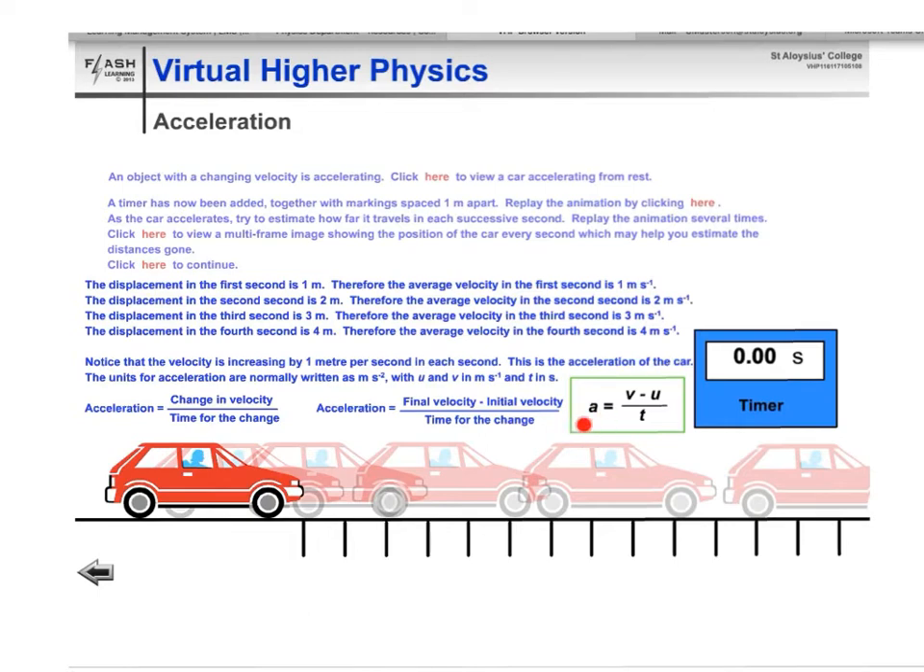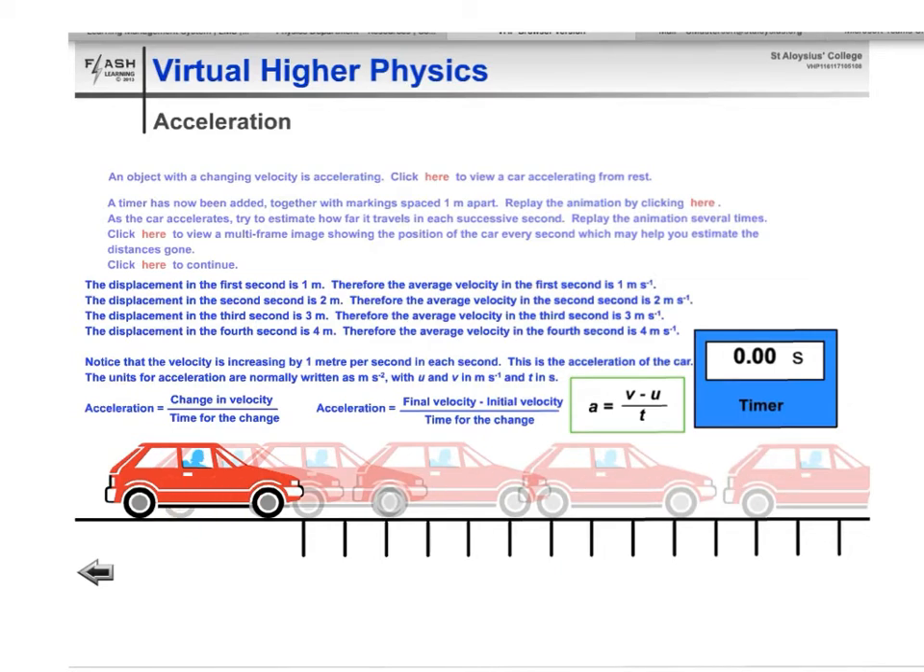So a is the acceleration, which remember is measured in meters per second squared, or ms^-2. v is the final velocity of the car, so at that point here. u would be the initial velocity of the car at the start, which would be in this case at rest, and t is the time that the car takes to travel from A to B. Okay, so you have your reference points.